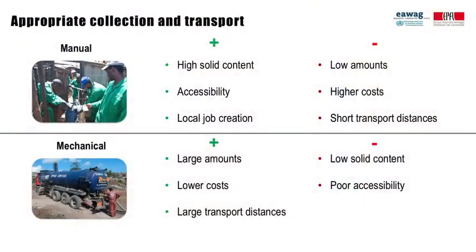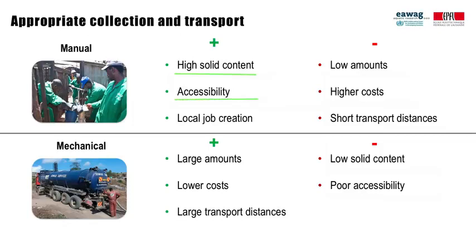In summary, different sludge collection and transport technologies have different opportunities and challenges. Based on sludge characteristics, economic status of the customer, access and transport distances that can be covered, it is up to you to select one or several technologies for your neighborhood or city. Manual collection and transport technologies can collect sludge with a high solids content, such as from pit latrines, and can access narrow lanes.